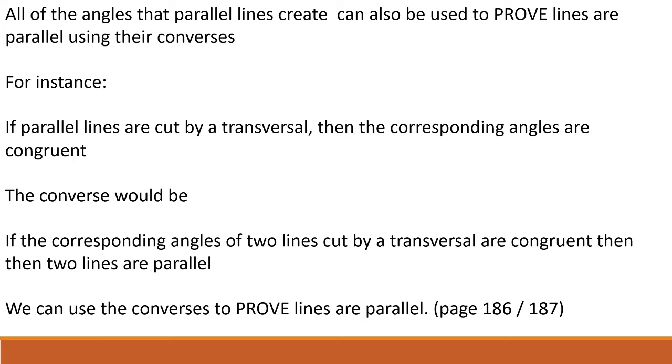If you don't remember, the converse is the flipped form of a statement. So for instance, we have the transversal statement: if parallel lines are cut by a transversal, then the corresponding angles are congruent. This is what we talked about last video, the corresponding angles theorem. If I have two parallel lines cut by a transversal, then the corresponding angles, like this angle here and this angle here, are congruent. That's a true statement.